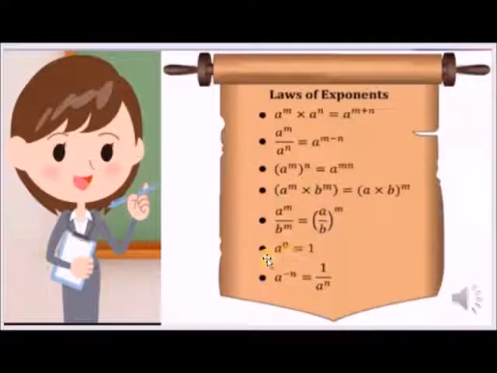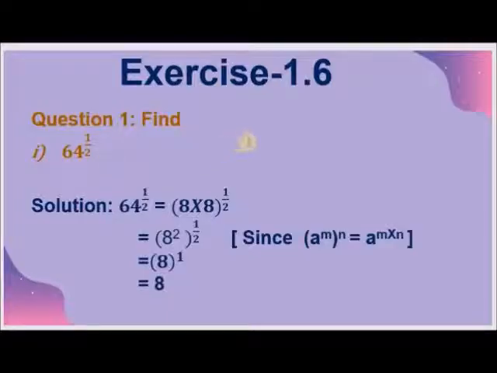The next law is a raised to the power 0 is equals to 1, which means when we are having any base to the power 0, then the number will be equals to 1. Then the next law is a raised to the power minus n is equals to 1 upon a raised to the power n, which means when the power is negative, then we will take the reciprocal of that term and the power becomes positive. Now let's proceed towards our exercise 1.6.